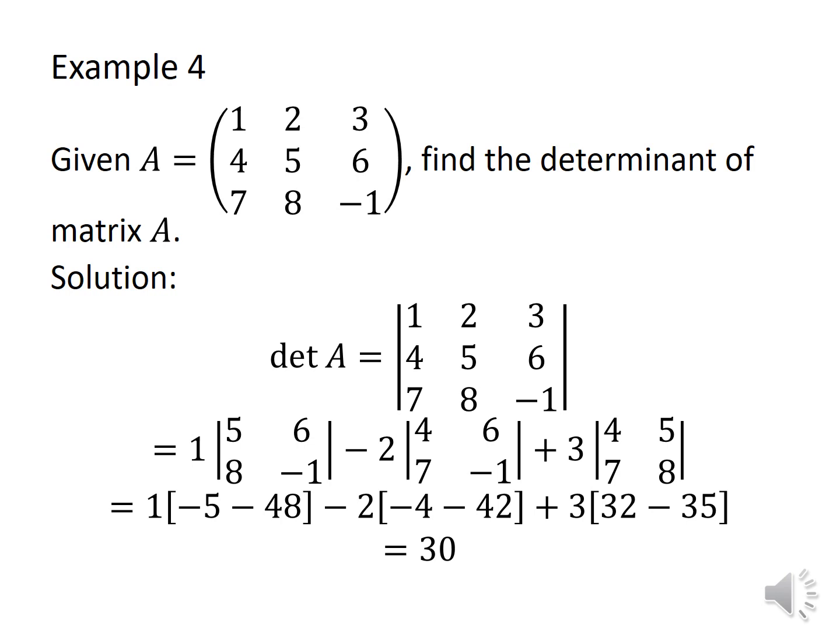So we have 4, 6, 7, minus 1. And then take the third element. The sign of this third element is positive. Then close the row and column of this element. So we have 4, 5, 7, 8. And you put a cross. And we calculate, we will get the answer.